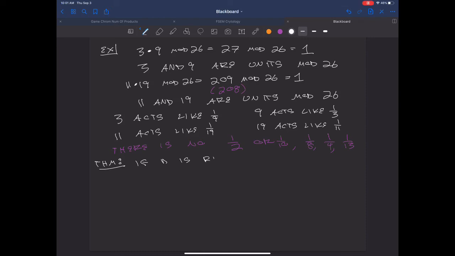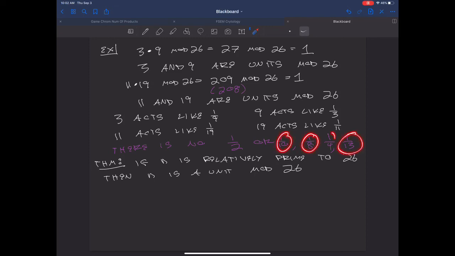If n is relatively prime to 26, then n is a unit, mod 26. So this is how we figure out our units. We simply ask, okay, is this number relatively prime to 26? And so this is why 1/2 is not going to exist, because 2 can't be a unit because 2 is not relatively prime to 26. And the same with 1/8 and 1/10 and 1/13 and 1/4. The denominator is not relatively prime to 26, and therefore 2 and 10 and 8 and 4 and 13 are not units.